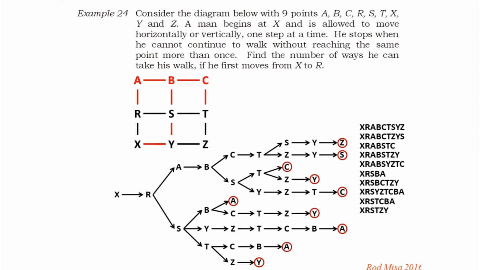And counting all the possible outcomes, we have 10 different trips here. In other words, he can choose 10 different routes of his walk here. And that's the use of a diagram in tracing all the possible outcomes in this problem.